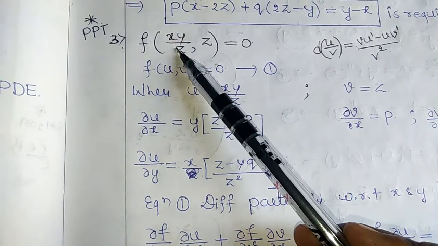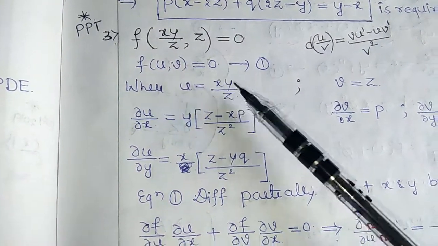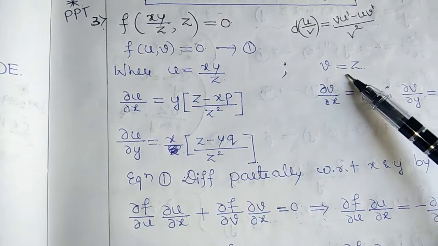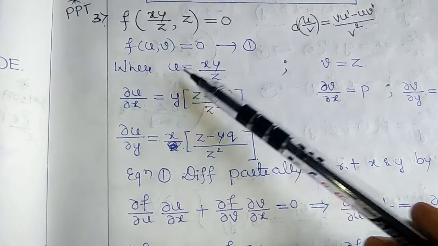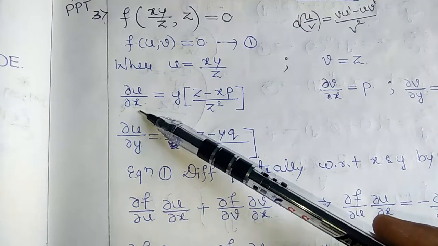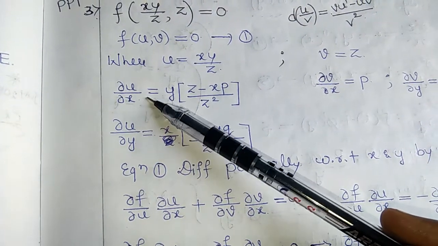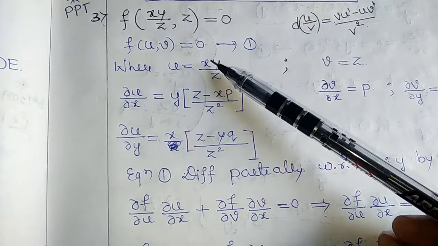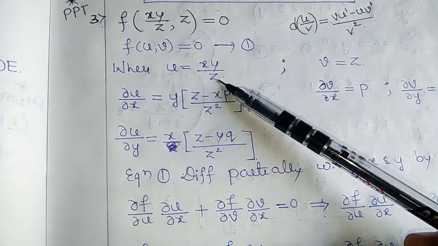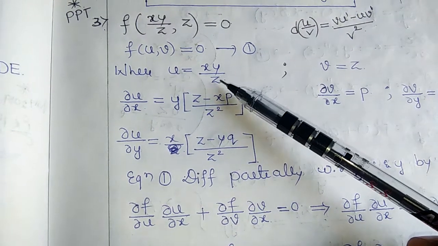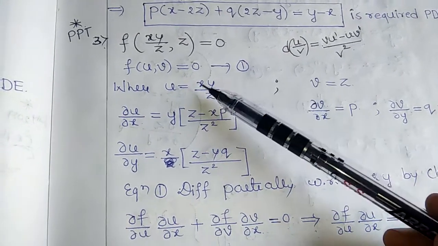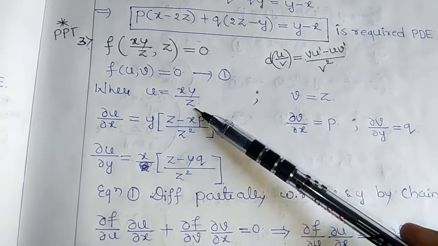Then the value of u is equal to xy by z and the value of v is equal to z. So differentiate u and v with respect to x and y partially, means dou u by dou x is equal to, treating y as a constant, so keep as it is. What is derivative of x divided by z? X is one variable, z is also one variable. So differentiate x by z means it is u by v form, means it is quotient rule.